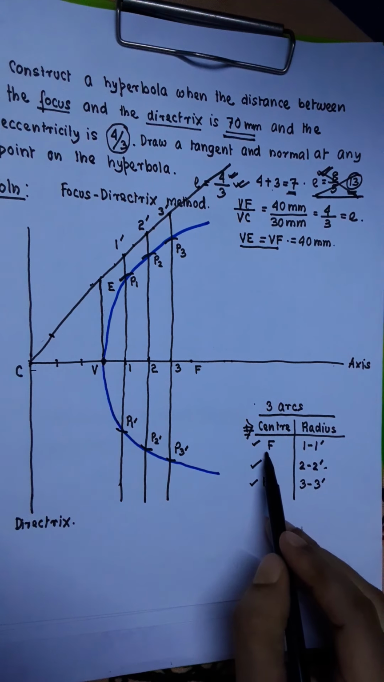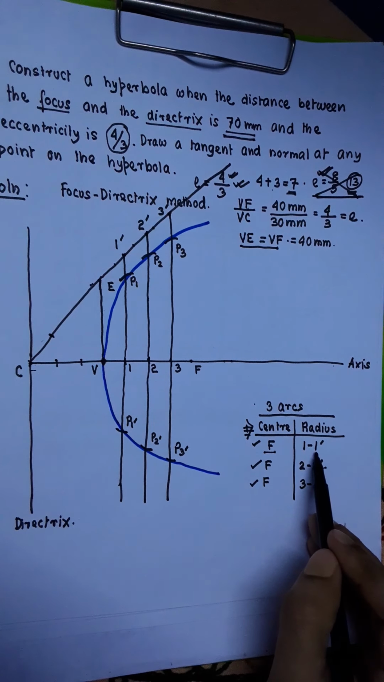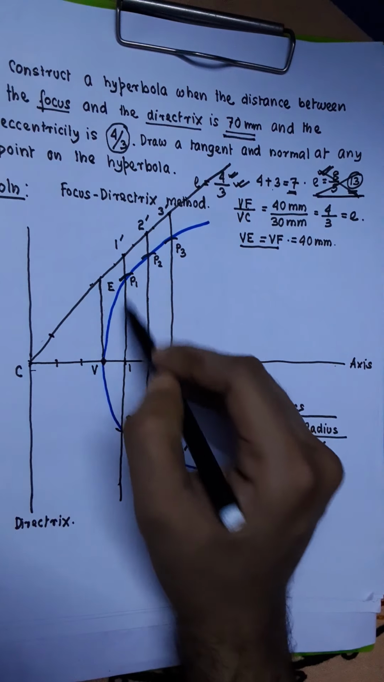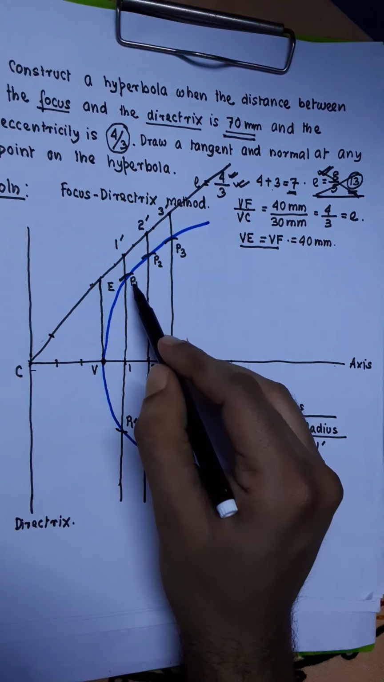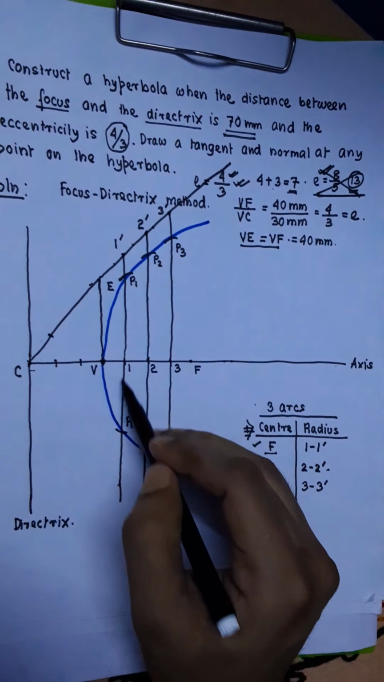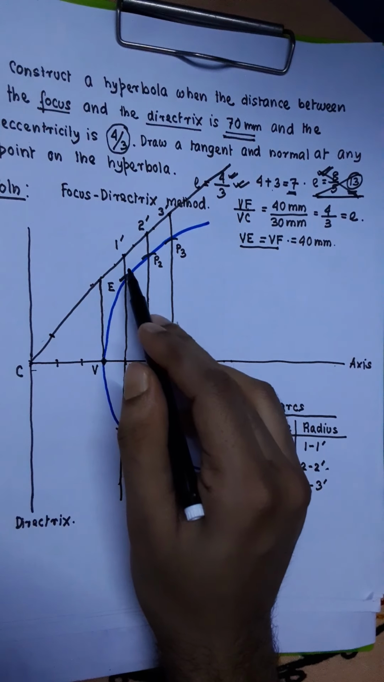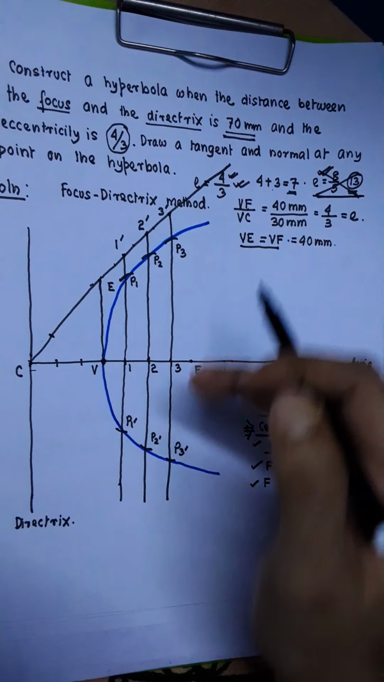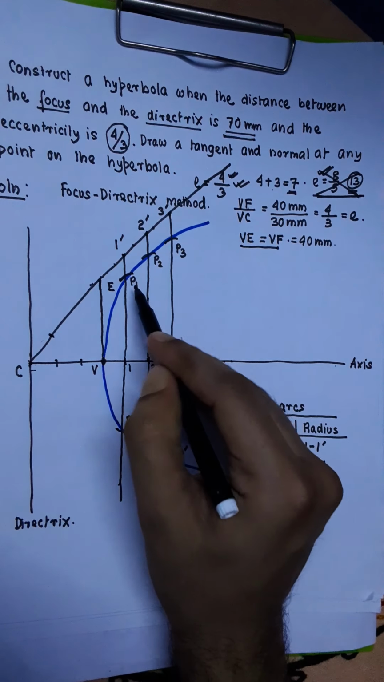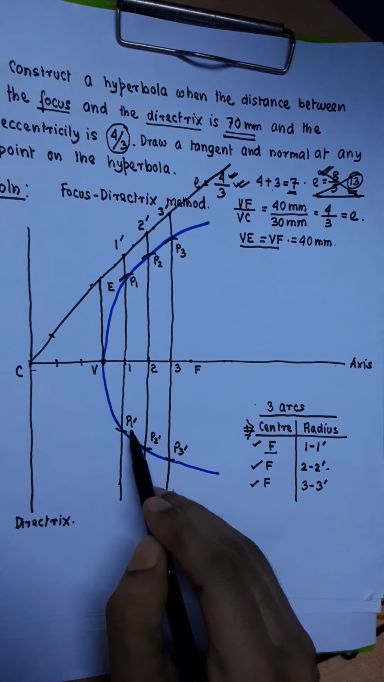For the first arc, the center will be the point F, that is the focus, and the radius will be the length 1 1 dash. This distance will be the radius and this will be the center. When you draw this arc, you have to notice the intersection of this arc with the line 1 1 dash, and you will find that the arc will intersect the line 1 1 dash at 2 different points, one on this side of the axis, another on this side of the axis. The first of these points we call P1 and the other one we call P1 dashed.